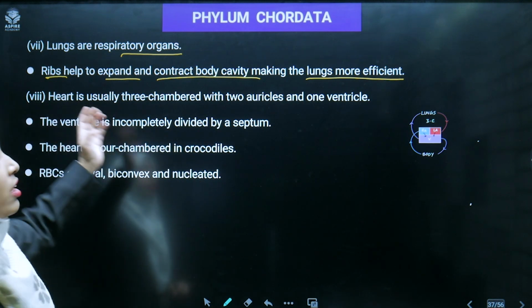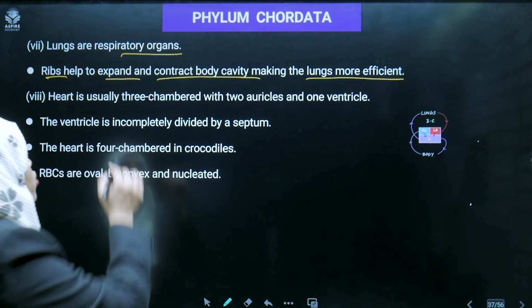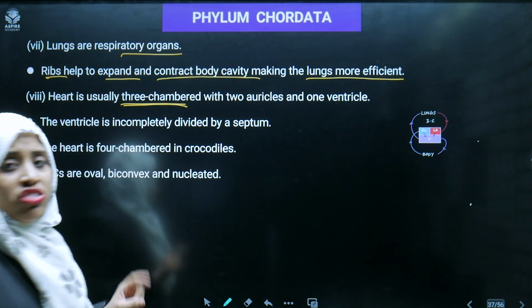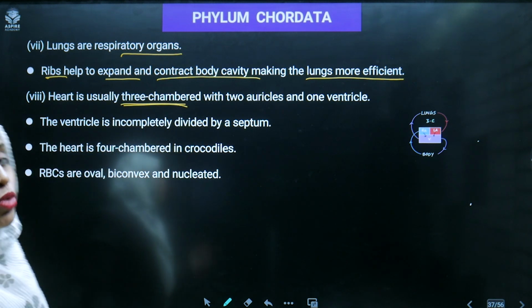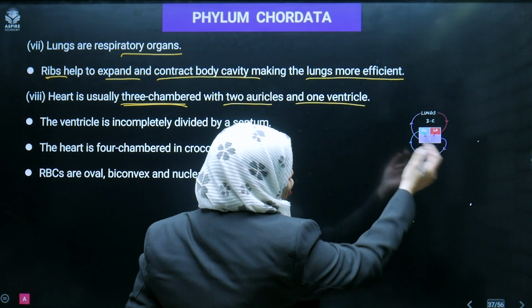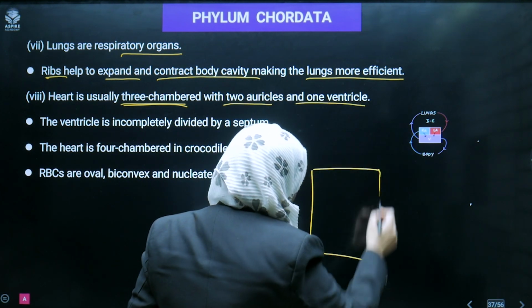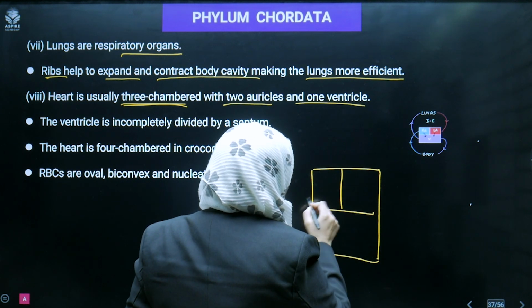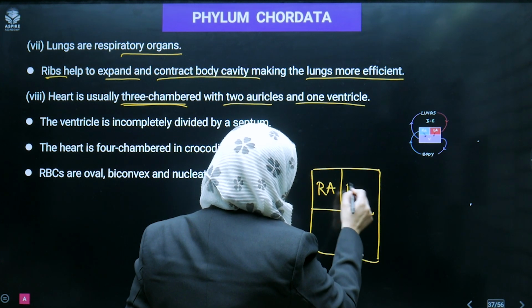Okay. So, how is the heart? Heart is usually three-chambered. So, a three-chambered heart is present in reptiles with two auricles and one ventricle. You can see here, two auricles will be there, right auricle, right ventricle.